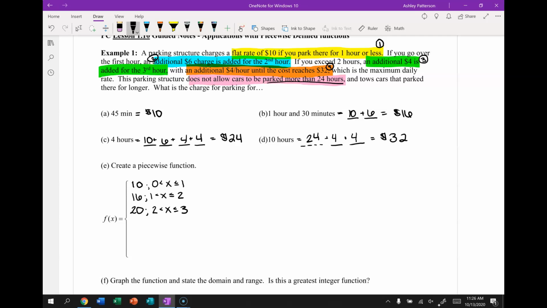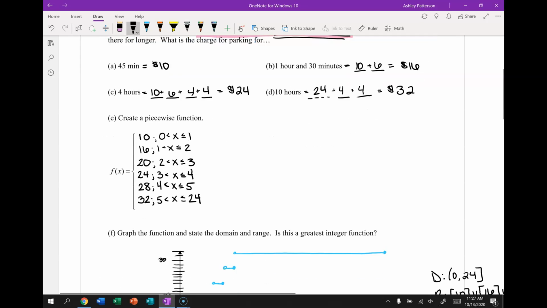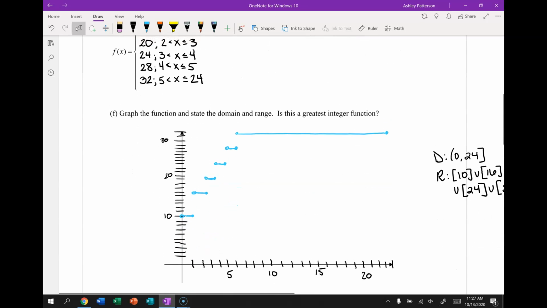Okay, so then an additional $4 until the cost reaches $32. So I'm going to pay $24 if I park between 3 to 4 hours, and then $28 if we park between 4 to 5. And then I hit that max number of 32. So if we park anywhere between 5 and 24 hours, and it has to max at 24 because, again, it says park more than 24 hours, your car is going to get towed. Okay, so there is the function. I have already graphed it.